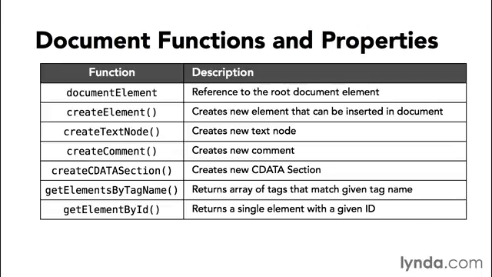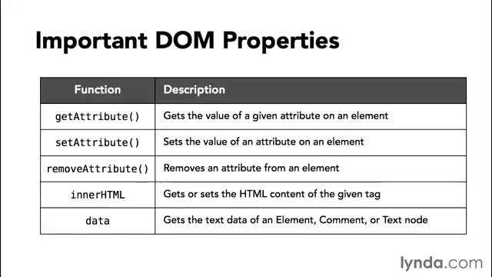There are some other important properties too. For example, you can get and set the attributes on a tag and remove a given attribute from an element. There's also a property called inner HTML, and that will give you or allow you to set the HTML content of a given tag simply by passing in a text string that contains well-formed HTML. And finally, there's the data property, which gets the text data of an element, comment, or text node. Throughout the rest of this chapter, we're going to be exercising these functions to perform various operations on XML content in our web pages. So let's get started with that now.